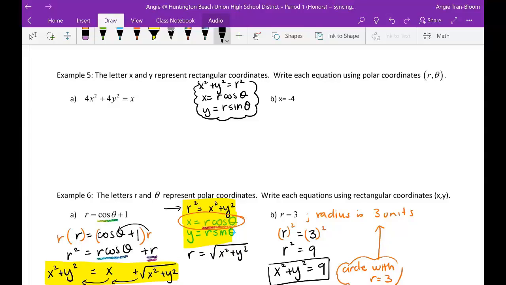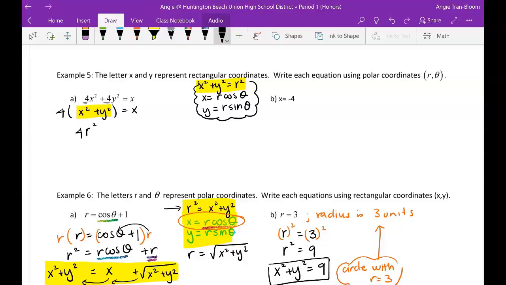So A, currently it's all in x and y. My goal is to get it all in polar. That means I shouldn't see any more x's and y's. Everything should be in radius, r, and theta. The first thing I see is they both have 4 in common, so I will factor out a 4. So I have 4 times x squared plus y squared equals x. What do we see here? X squared plus y squared is r squared, and bring down the 4.